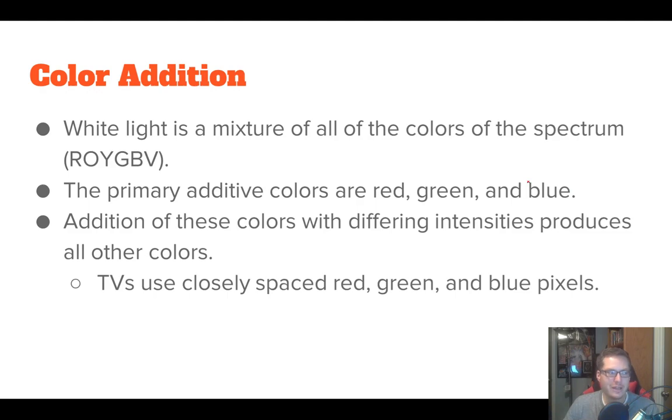So if a light comes in and it gets mixed, then we get this thing called color addition. Okay, color addition is the mix of all the colors of the spectrum. Okay, so white light is the color addition or the mixture of all of the colors, and we get white when we mix all these six colors together.